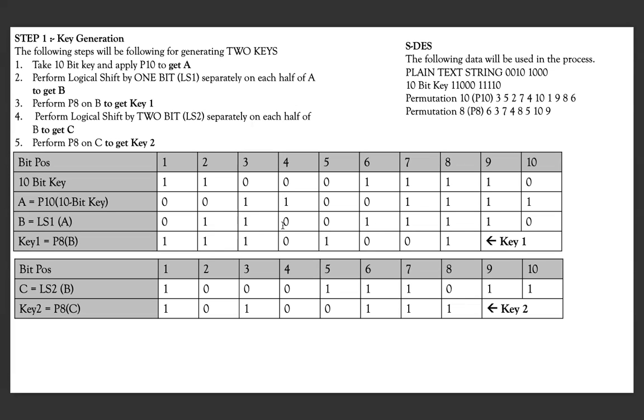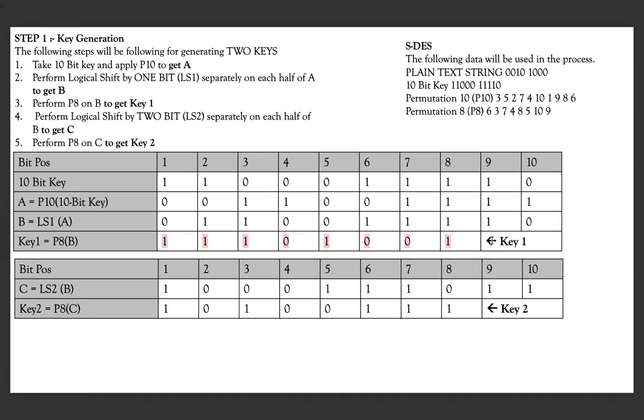Then I need 4. 4 is 0. Then I need 8. This is 1. Then I need 5, 0. Then I need 10, 0. And finally, I need 9, which is 1. And this is my resultant after performing permutation 8 on B. And this sequence of 8 bits that I just got, this will be my key 1.